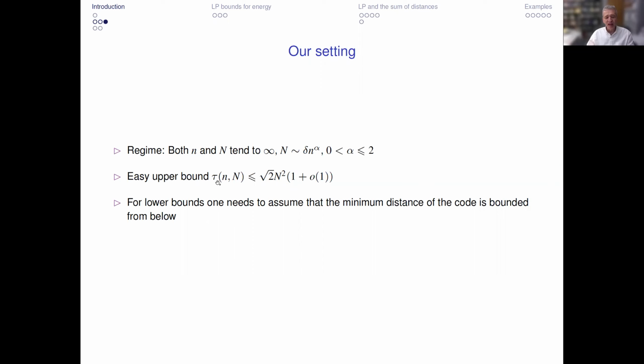And at the same time, if we would like to derive some lower bound on the sum of distances, then of course we need to assume that the points are well separated. So there is some minimum separation between the code points, because otherwise we could place as many points as we wanted, and the distance would still be arbitrarily close to 0. So assuming minimum separation, we can also derive lower bounds on the sum of distances.